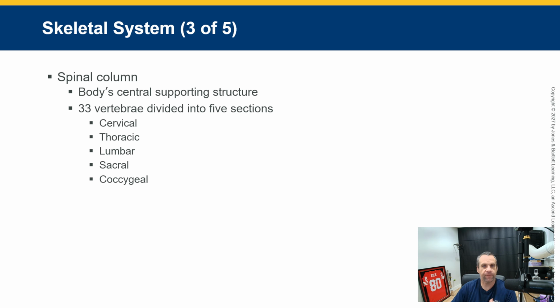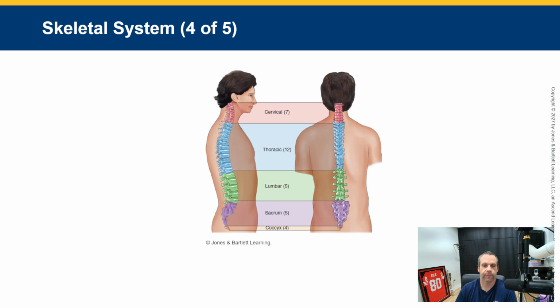The cervical region is going to form the neck. The thoracic region is more of the upper and middle back. That's connected to the rib cage. The lumbar region forms the lower back, and that portion carries much of the body's weight. You have the sacrum, which is the fused together portion that forms the posterior aspect of the pelvis, and the coccygeal, which is the most inferior portion, which is also commonly called the tailbone.